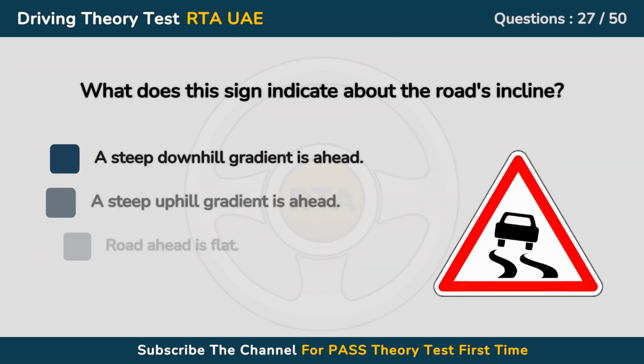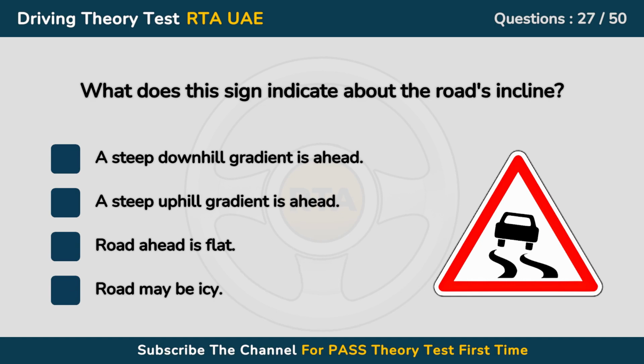Question 27. What does this sign indicate about the road's incline? A. A steep downhill gradient is ahead. B. A steep uphill gradient is ahead. C. Road ahead is flat. D. Road may be icy.